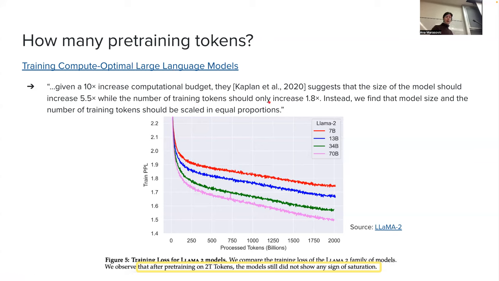The original scaling law paper suggests that the size of the model should increase 5 times if you increase the budget, while the number of training tokens should increase only 2 times. So you are increasing the size of the model more than you increase the size of your data. What they found is that you actually need to increase them in the same proportion. The effect of that finding was that with way smaller models and more pre-training data, they managed to produce models as good as their way larger alternatives.